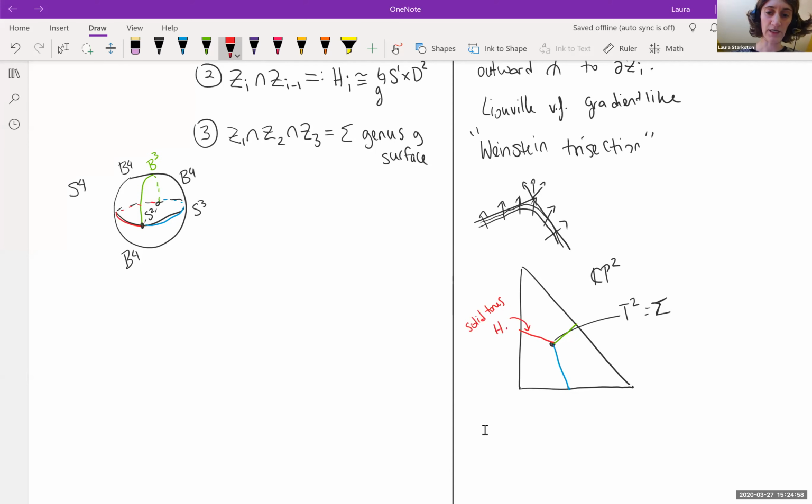So this will be my H1, this will be my H2, and this will be H3. And then the preimage over these three regions, Z1, Z2, and Z3, are just four-dimensional balls. So that is going to be a trisection. The k_i are 0, and the genus is 1. And in this case, this is a Weinstein trisection.